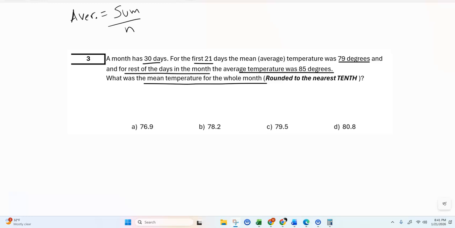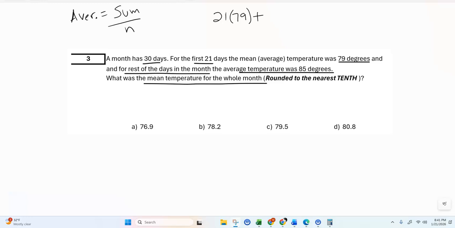So we're looking for the average or the sum for the whole month, but what we know is we've got 30 days in a month. First 21 days was 79. So basically what we can do in that one is for the first 21 days, we can go 21 plus 79. Oh, wait, my bad. 21 times 79, okay, is going to be the sum. If we add up all those days, we can treat each day like it's 79 degrees, and then we're going to add it to the other days.